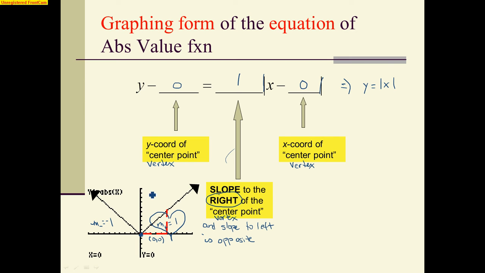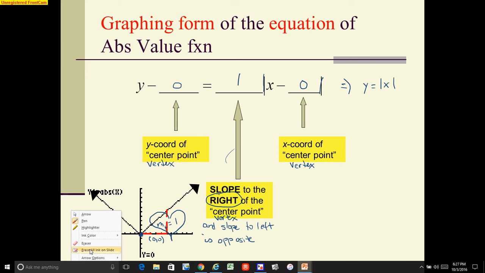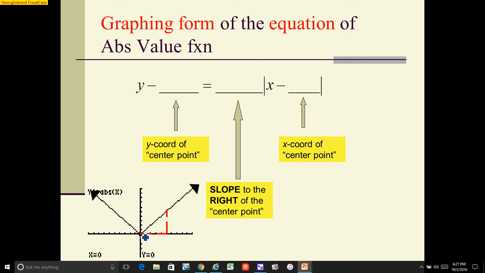Let me erase what's on here so that you can see. So here's the vertex. I went to the right 1 and up 1, and that's how I graph the right piece. For the left piece, I am also going to go up 1, but I'm going to go left 1 and up 1, and that's how I graph the left. Left 1 and up 1.